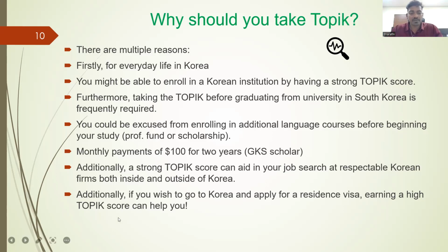And additionally, if you wish to go to Korea and apply for a residence visa, any high TOPIK score can help you. If you have a high TOPIK level, to get your PR, permanent residence, some points will be added. So you can get the visa easily.